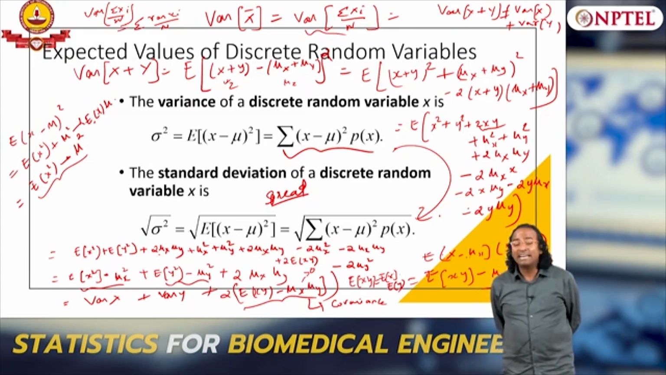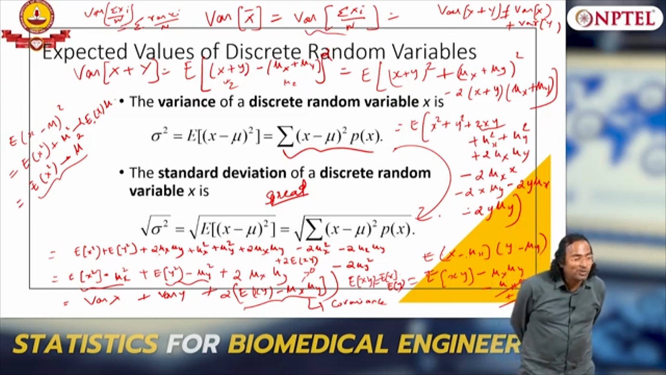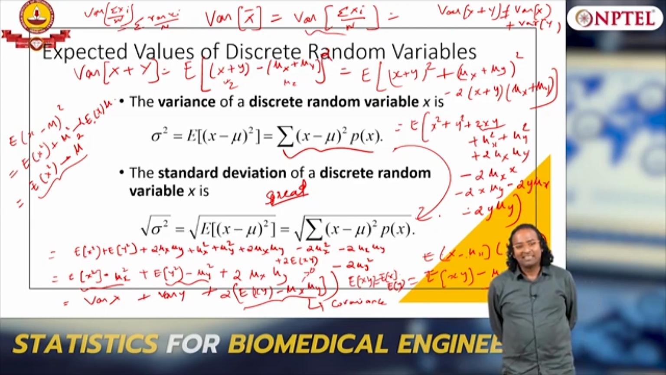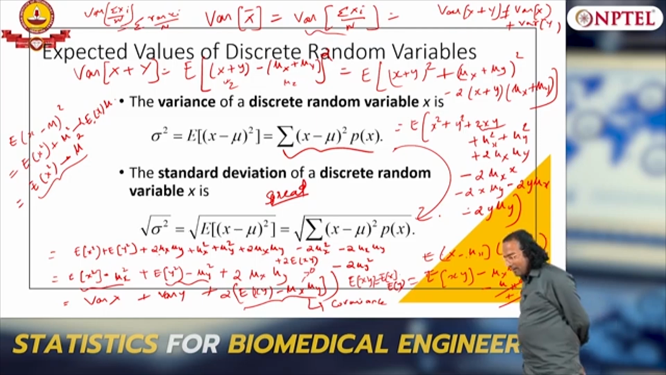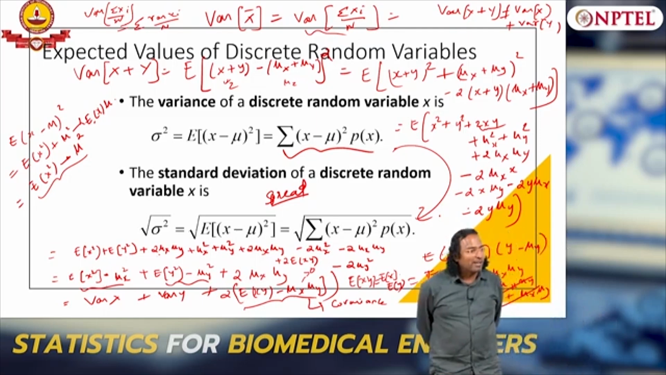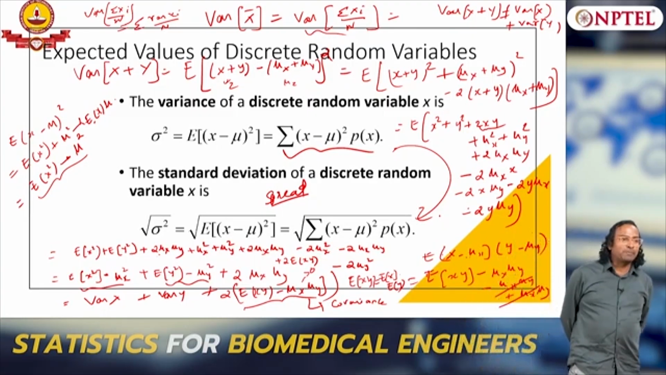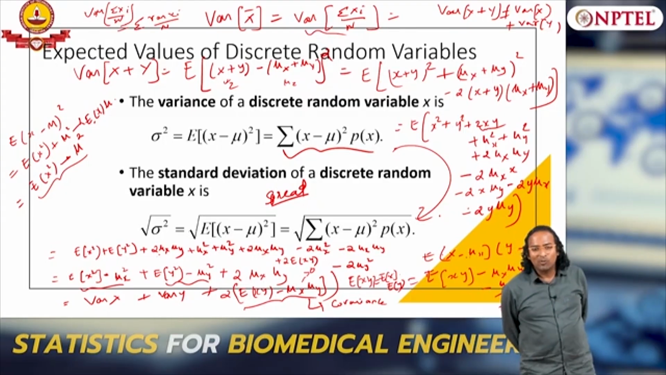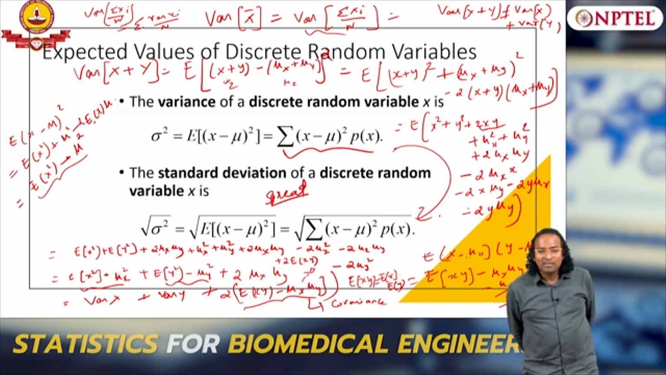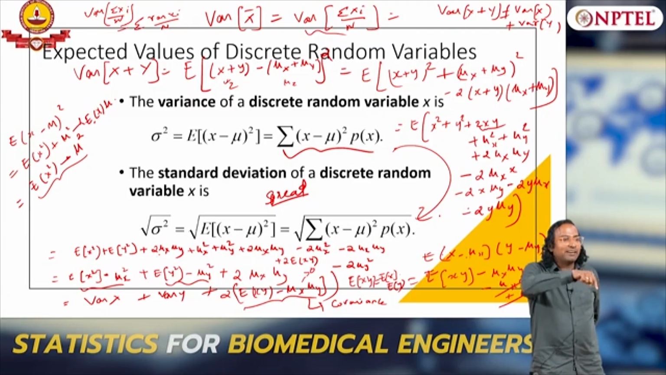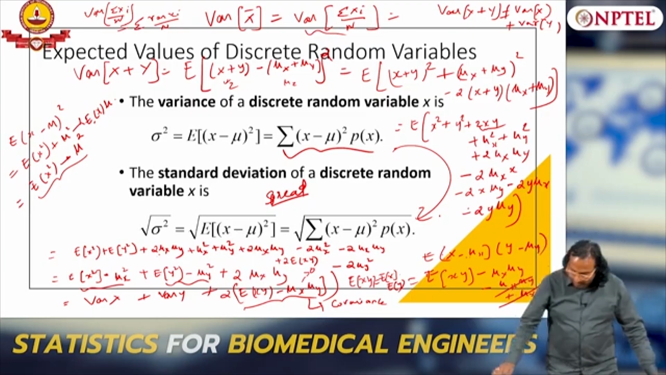Independent. Probability of A intersection B equals probability of A into probability of B. B does not care about the happening of A, and A does not care about B. Here also we are saying expectation of xy equals expectation of x into expectation of y, because x does not care about y. If expectation of xy equals expectation of x into expectation of y, then this term goes to 0. So then variance becomes a linear operator. You understand? Then variance becomes a linear operator.